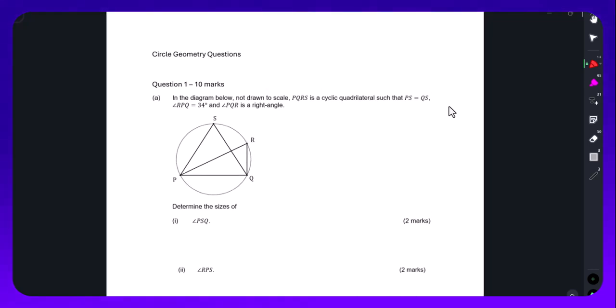Alrighty, here we go. Question 1. Diagram below, we're just trying to determine the sizes of these angles. Hopefully this is fairly straightforward. First up, we just put in what it says. So it says RPQ is 34.